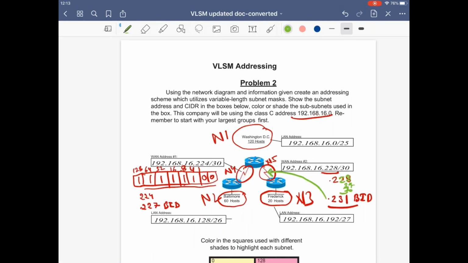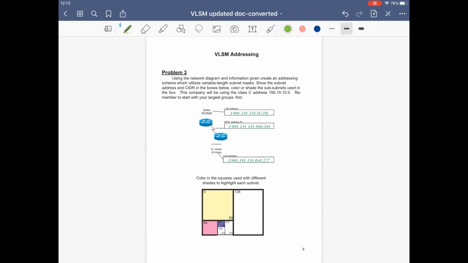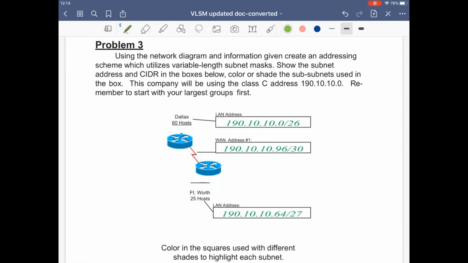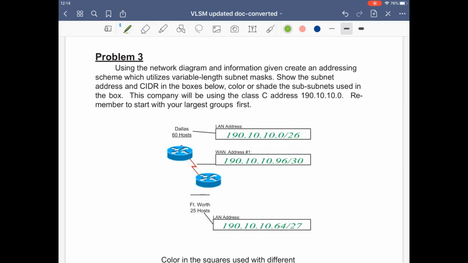Find out this one. See, this is also known as CIDR. CIDR is classless inter-domain routing. This slash notation is also known as CIDR.